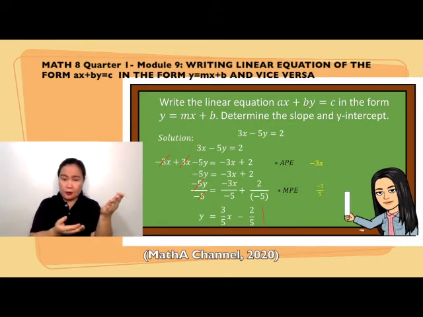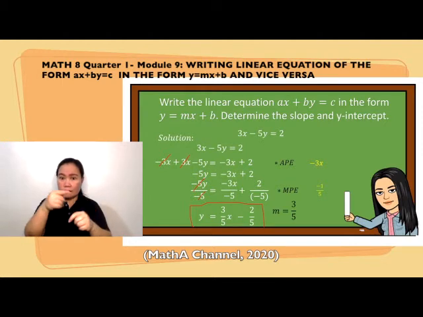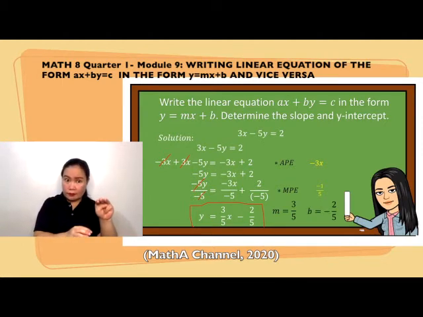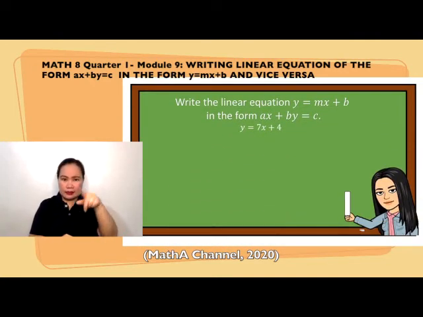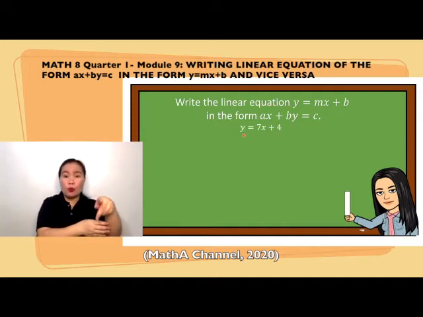So this is now our slope-intercept form, which is y equals 3 over 5x minus 2 over 5. Getting the slope, we have here 3 over 5, and the y-intercept is negative 2 over 5. For our next example, write the linear equation y equals mx plus b in the form ax plus by equals c. So, ang given naman natin ngayon ay isang slope-intercept form. So, y equals 7x plus 4. Gagawin natin siya ngayong standard form.